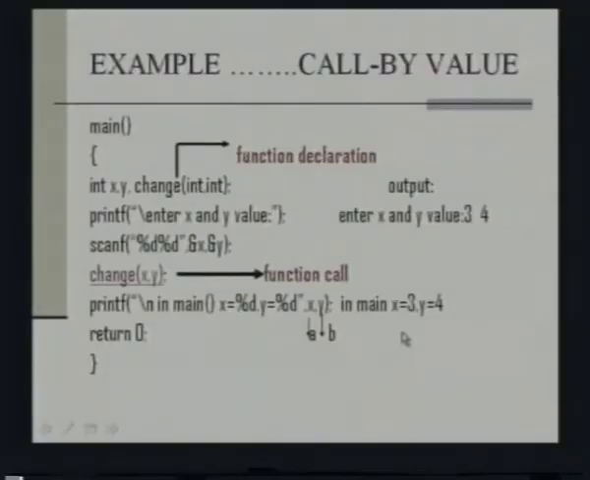So we will see how these arguments work. This is an example program for call by value. In this program what we are doing is swapping the values of two variables.